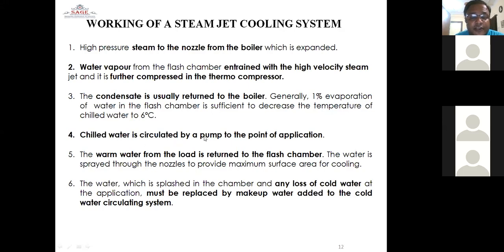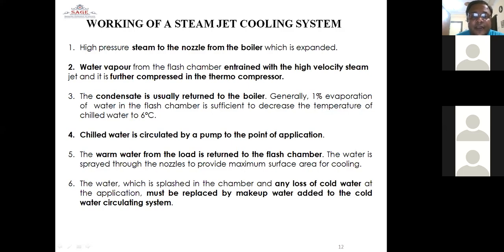Chilled water is circulated by a pump to the point of application. The warm water from the load is returned to the flash chamber. The water which is splashed in the chamber and any loss of cold water at the application must be replaced by makeup water added to the cold water circulating system. This is the working of the steam jet refrigeration system, in which steam from the boiler is expanded in the nozzle.